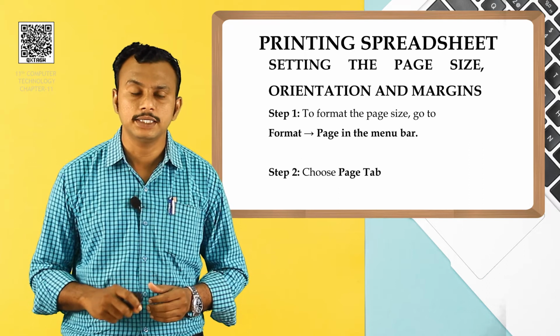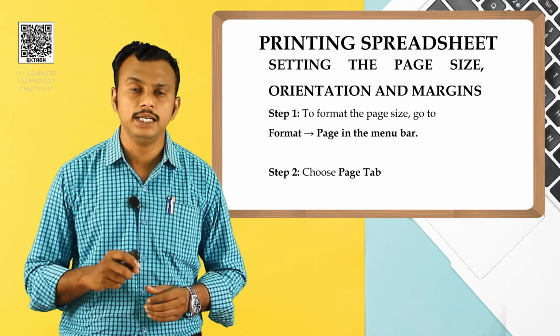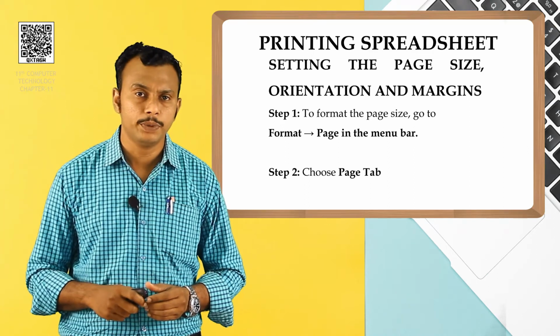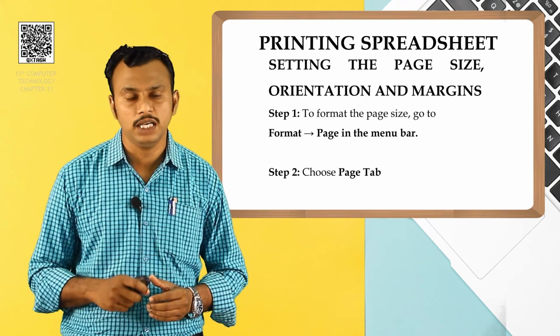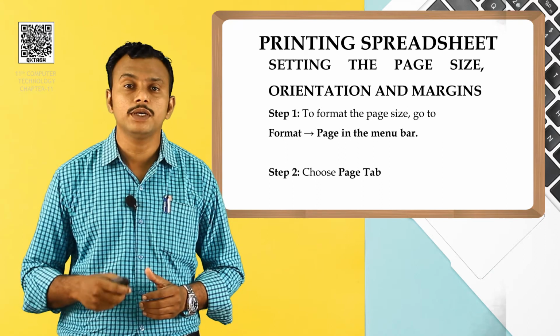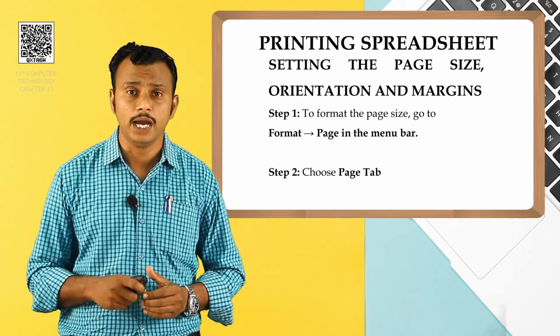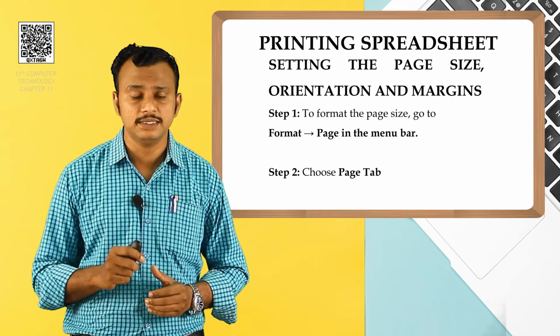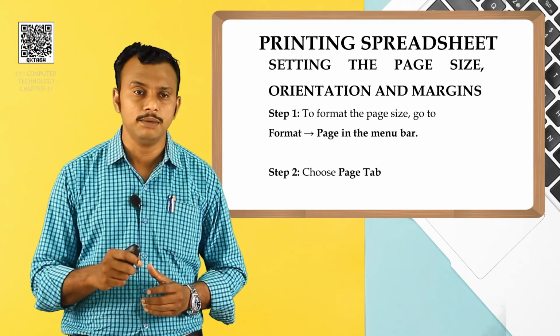Now, printing the spreadsheet. How to print the spreadsheet? Before printing the spreadsheet, we want to check the page size, then the orientation, and then the margins also, because before printing we should check all those things. After printing you cannot change them. So before printing we want to check the page size, orientation and margins.